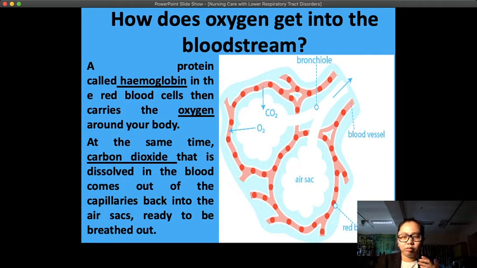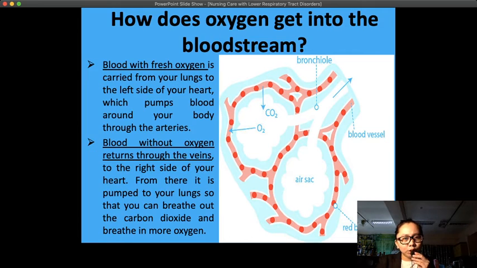Then the blood vessel. Blood with fresh oxygen is carried from your lungs to the left side of your heart, which pumps blood around your body through the arteries. And blood without oxygen, or the deoxygenated blood, returns through the veins to the right side of your heart. From there, it is pumped to your lungs so that you can breathe out the carbon dioxide and breathe in more oxygen.